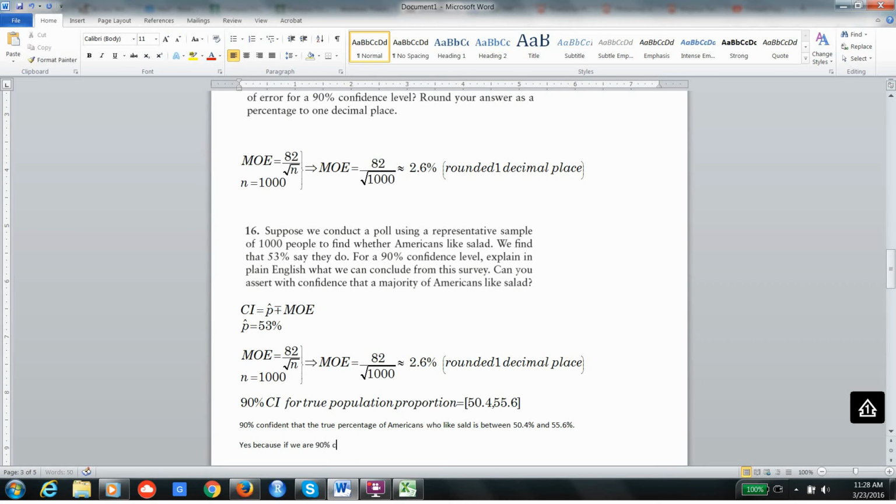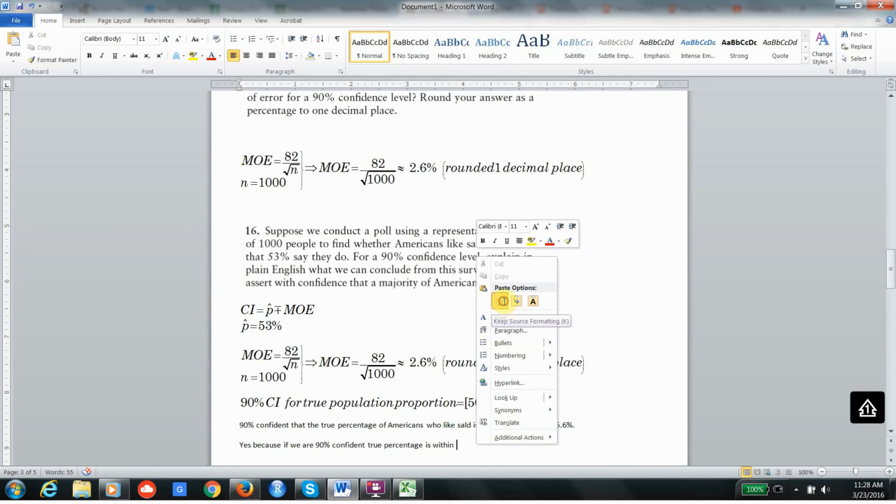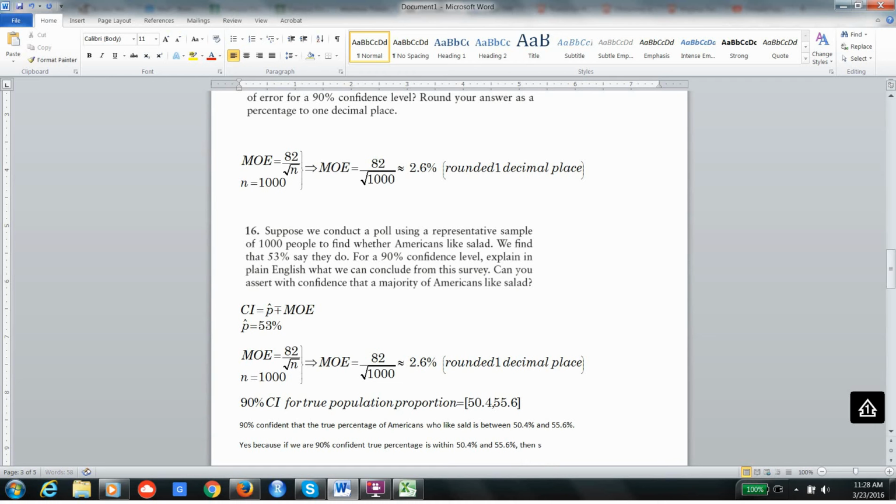So we could say, if we're 90% confident that the true percentage is within this interval, and since all the values are over 50%, we are at least 90% confident that the majority of Americans like salad.